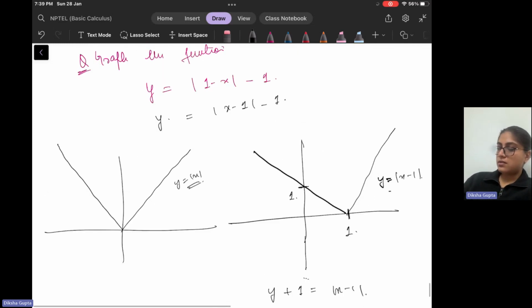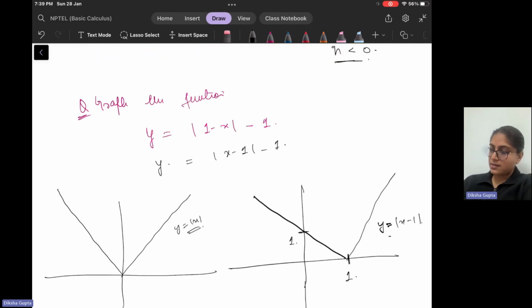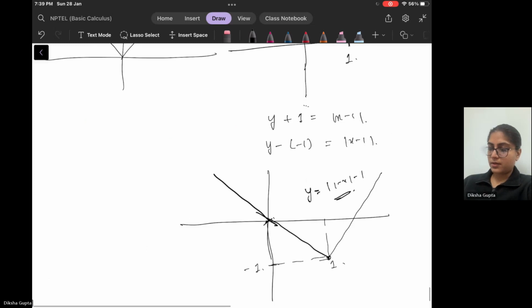So this is how the shift formulas are very helpful. You can easily plot the graph of this function, which looks a little complex at first sight, just using the graph of y equals |x|, which is very easy to remember.